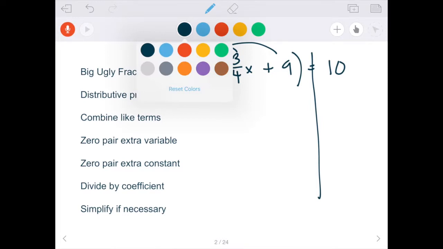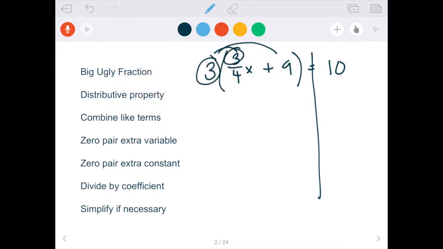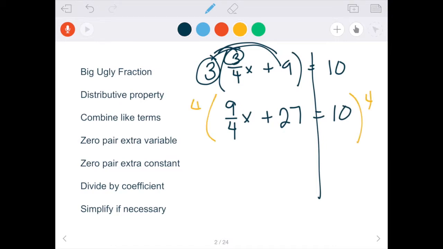3 times 3, that gives you 9. 3 times 9 is 27. Now at this point, I can say, okay, I'm going to get rid of my denominator, and I'm going to multiply everything times 4. Okay.